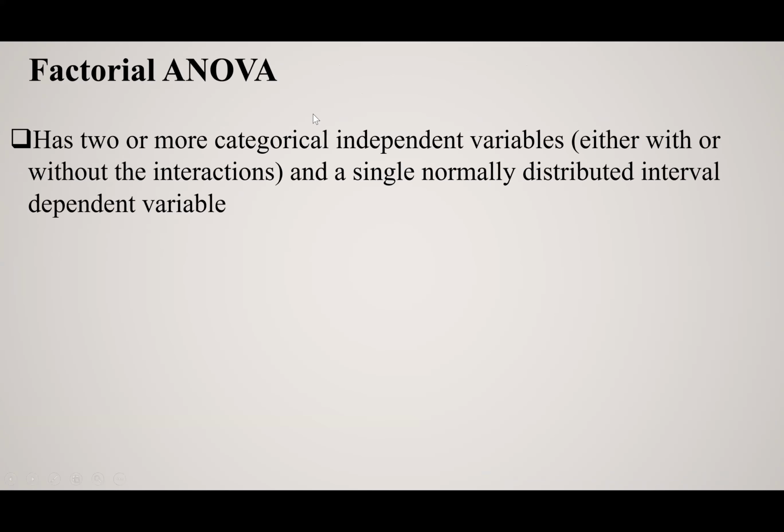ANOVA is when you have more than two groups to analyze. Whenever you have more than two independent variables and you want to analyze them, especially if they are categorical, two or more, you do ANOVA, or analysis of variance, because there is A, B, and C. A might affect B, and B might affect C. So what ANOVA does is fix A and test it with B, then fix A and test it with C, then fix B and test it with C, and fix B and test it with A, then fix C and test it with B, and fix C and test it with A, and so on. That's called ANOVA, analysis of variance. And there are different types of ANOVA. This is factorial ANOVA.